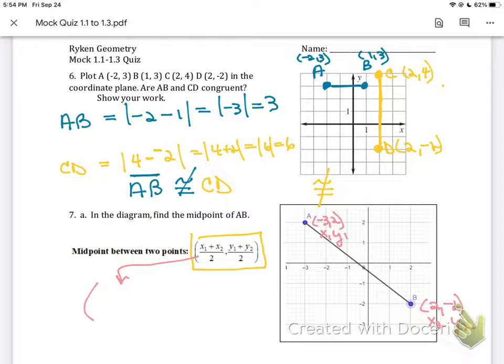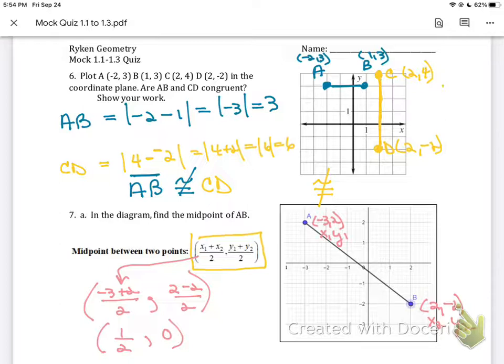So to get the midpoint, I'm going to add my x's together, -3 plus 2, divide them by 2, comma, and then to get the y value, I'm going to add my y's together, 2 plus a -2. So -3 plus 2 is -1, divided by 2 is -1/2. 2 minus 2 is 0. 0 divided by anything is always going to be 0. That's my midpoint.